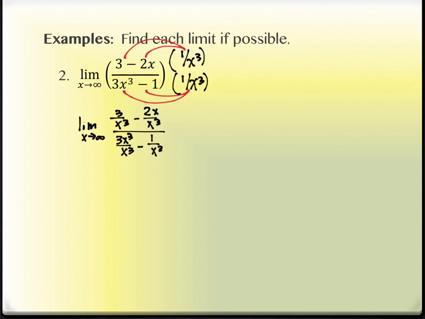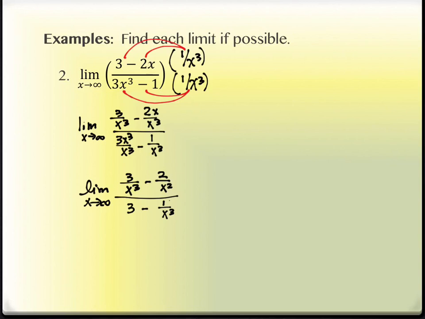Some of those reduce and simplify, some don't. So we'll simplify the ones that do. So the limit as x goes to infinity. The first one stays the same, 3 over x cubed. The second one would become 2 over x squared. On the bottom, this first one would just become a 3, and the last one would stay a 1 over x cubed. Does that look okay?